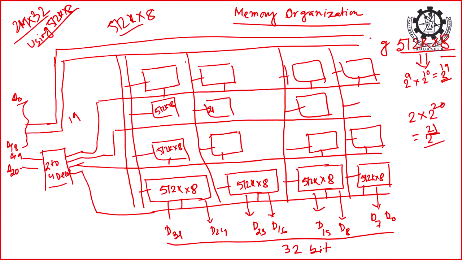But the memory system we need to make should have 2M, that is 21 address lines. So 19 are coming directly from the given memory modules, and the remaining 2 we pass through a decoder, which is a 2 to 4 decoder, and each decoder output is connected with each row. And as I showed earlier, you will get the 32-bit output.